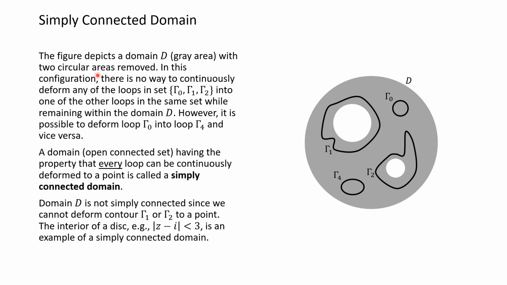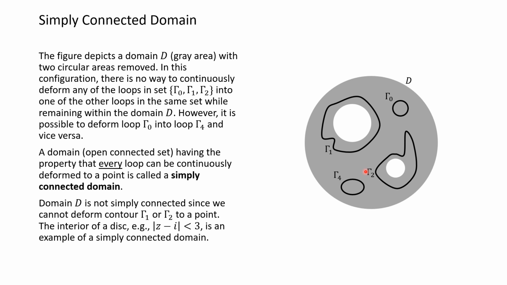The other concept I want to talk about here is something called a simply connected domain. It is a domain, so it's open, and connected. So in this gray area here, you can pick any point and draw a curved line between the points. You can go from, say, here to here without leaving the domain.